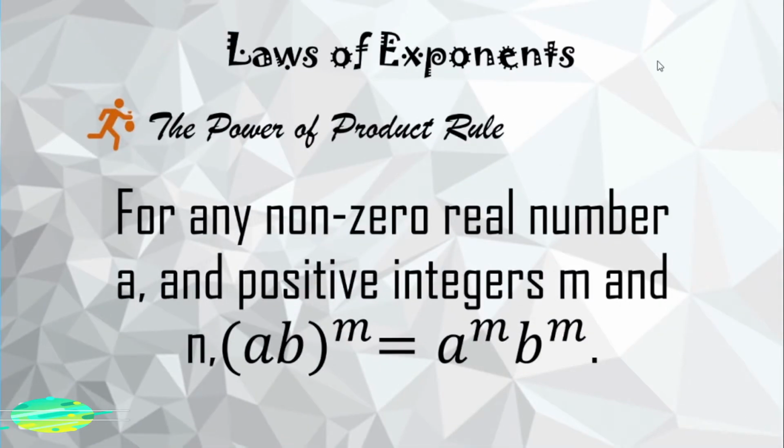Now, the power of product rule. For any non-zero real number a and positive integers m and n, the quantity of ab raised to m is equal to a raised to m, b raised to m. That means, minultiply po natin siya, yung product ng ab, sa exponent na m.